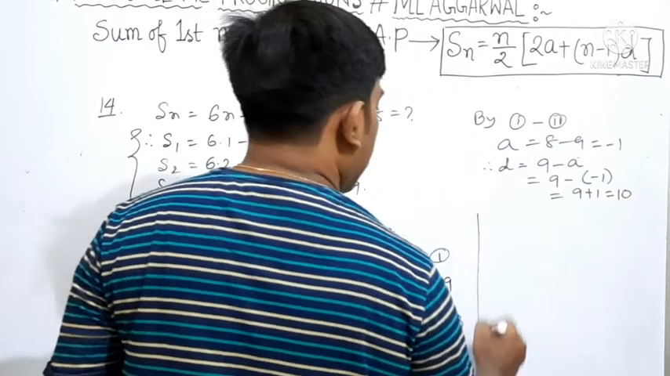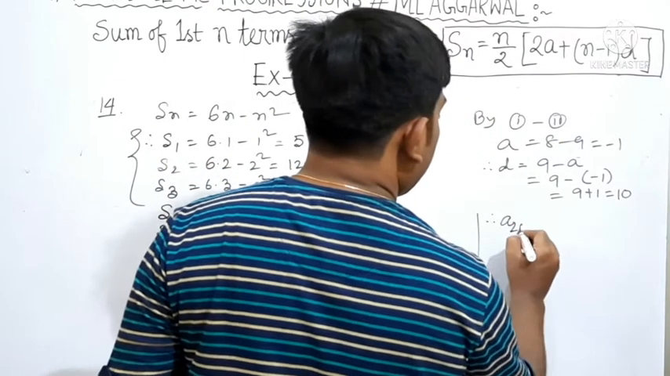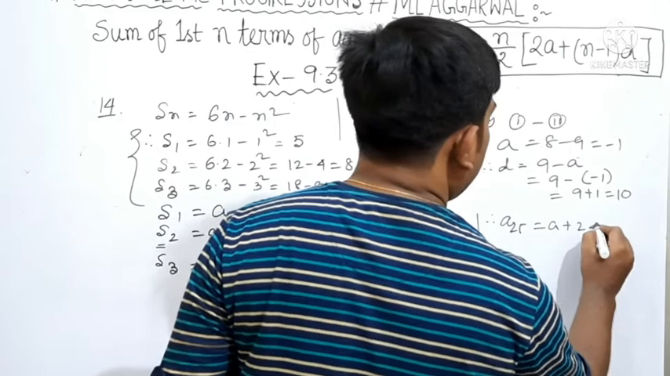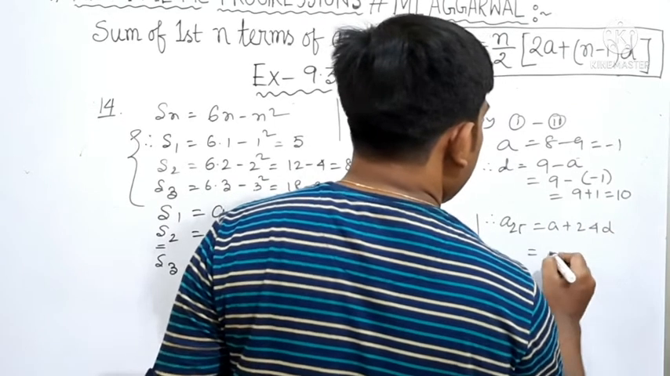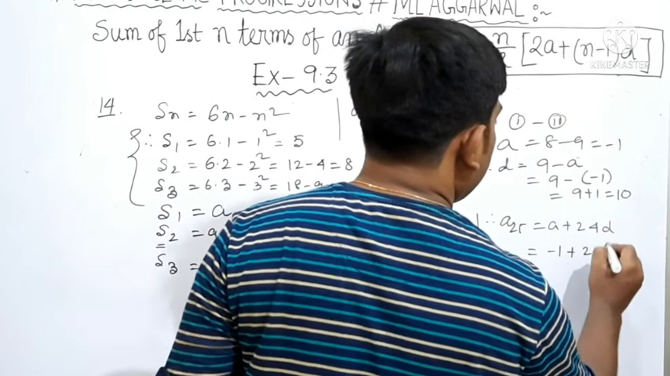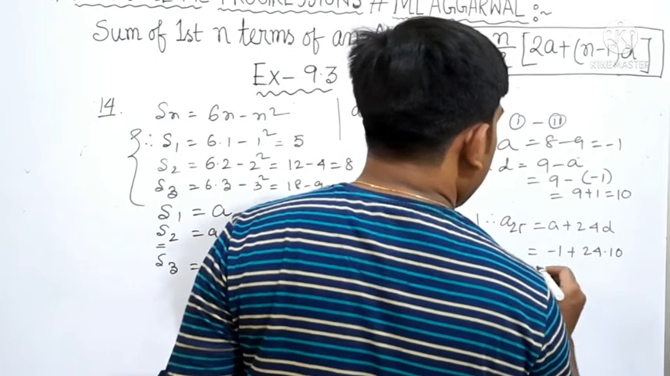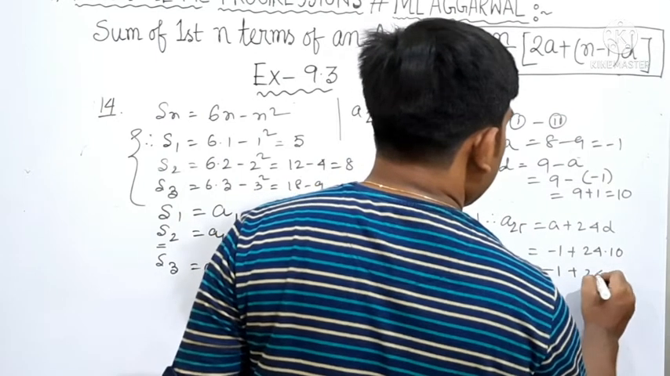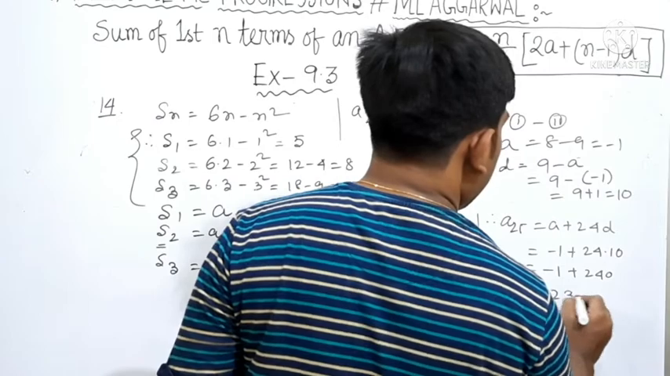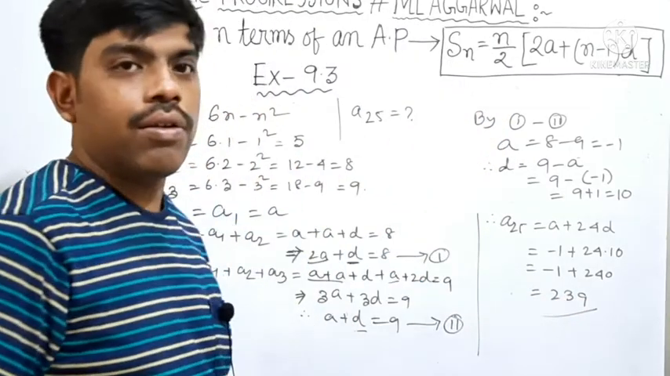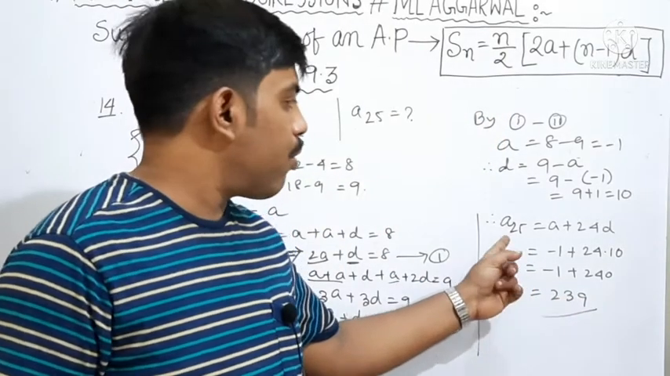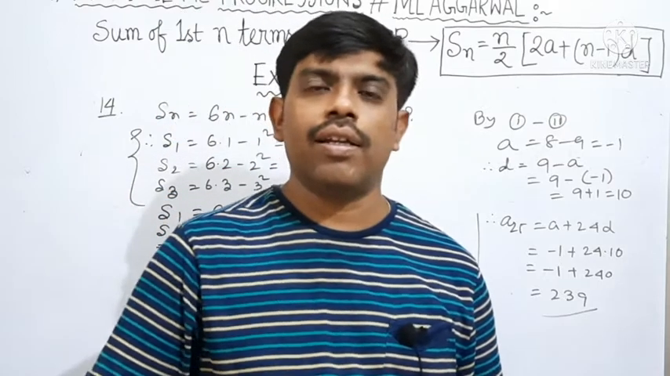Is equal to 10. Therefore a25 will be a plus 24d. The value of a is equal to minus 1 plus 24 into d, the value of d is equal to 10, so minus 1 plus 240, so it will be 239. Okay, so the value of a25 is equal to 239.